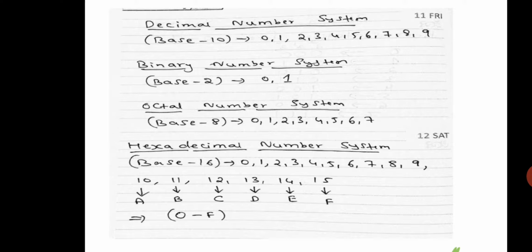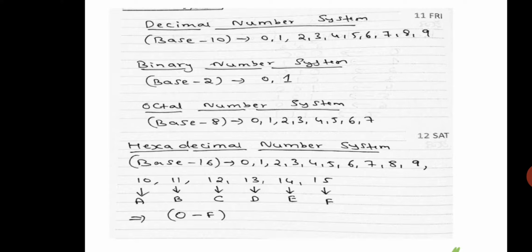Okay, so whenever I say base 10, what is the meaning? Base 10 is nothing but the number ranges from 0 to 9. What is this 0 to 9? These are the numbers which you are using for your polynomial, isn't it? Any number into 10 to the power 0, any number into 10 to the power 1. So up to 10 to the power 9 you can represent in decimal number system, isn't it?